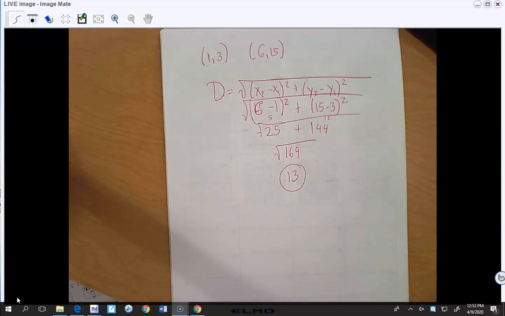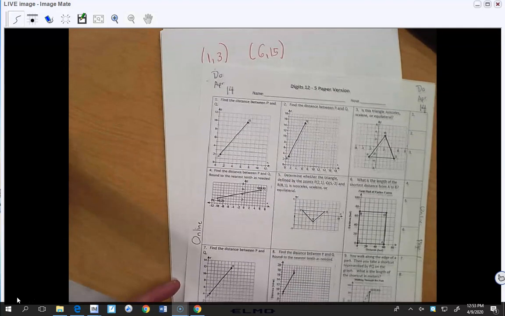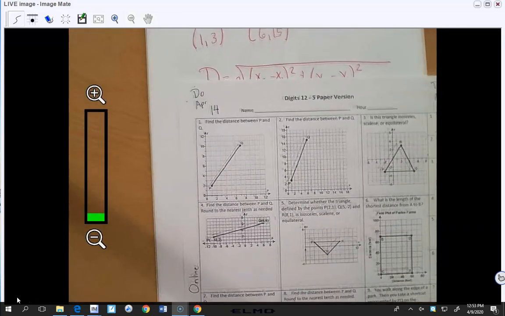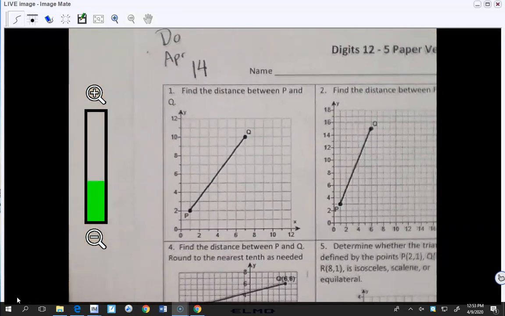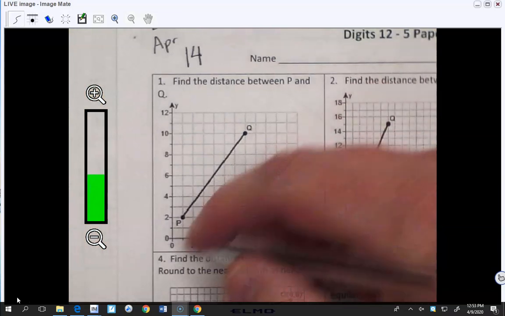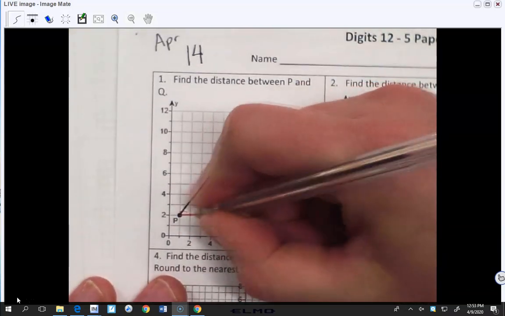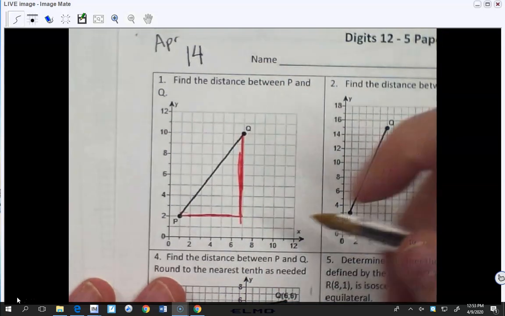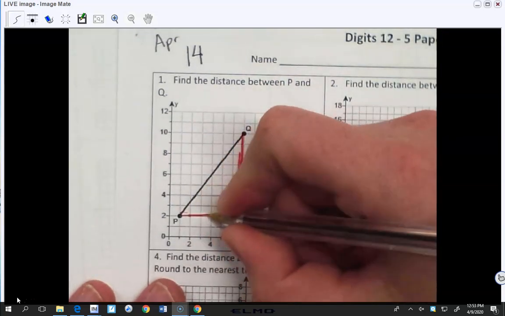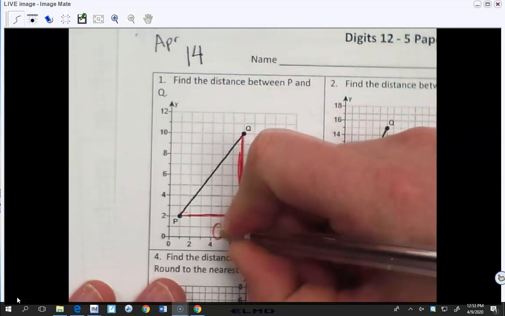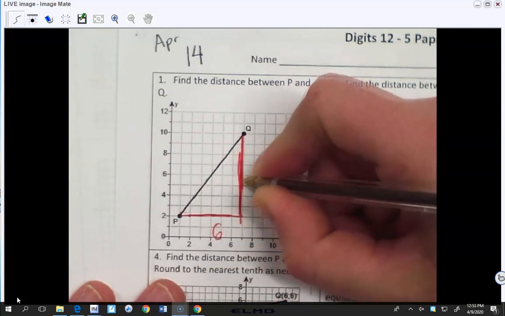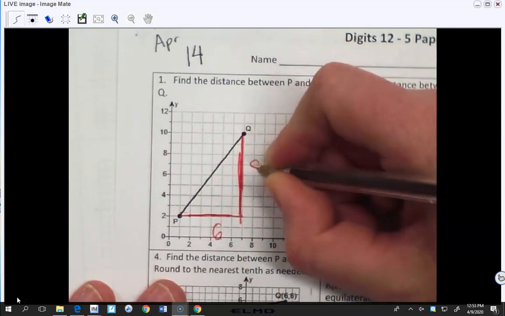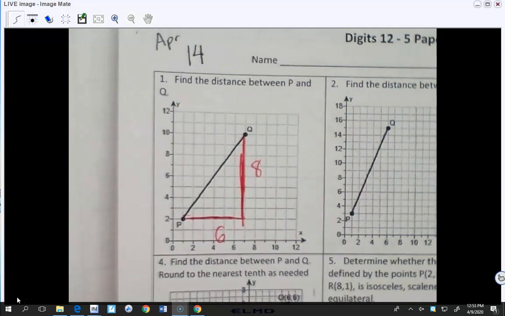Okay, now I want to show you a more visual method of doing the same 2 problems I just did. If you happen to have a graph, you can start and say, hey, look, we want to know the distance between these 2 points and the length of this line. I could draw a right triangle. When I draw the right triangle, I count. This is 1, 2, 3, 4, 5, 6. 1, 2, 3, 4, 5, 6, 7, 8. And now, good old Pythagorean theorem applies.